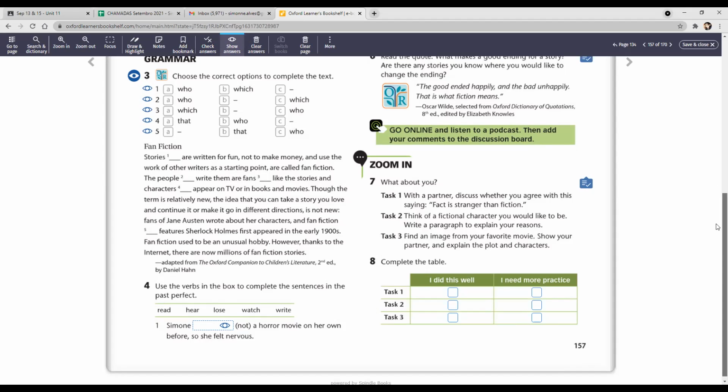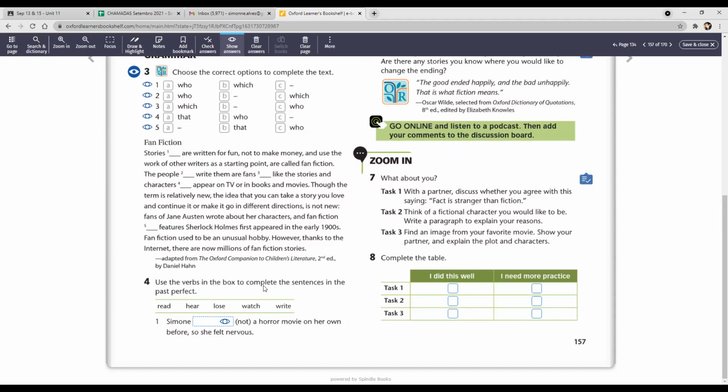In number 4, what do you have to do? You have to use the verbs in the box to complete the sentences in the past perfect. Remember, we have read, hear, lose, watch, and write. The past perfect is formed with the auxiliary verb had and the past participle of the main verb, which is the 3rd column of the verb list. When you have the word not in parentheses, the sentence is negative. Then you have to get a verb from the box and put it in the negative form, but don't forget, it's the past perfect.